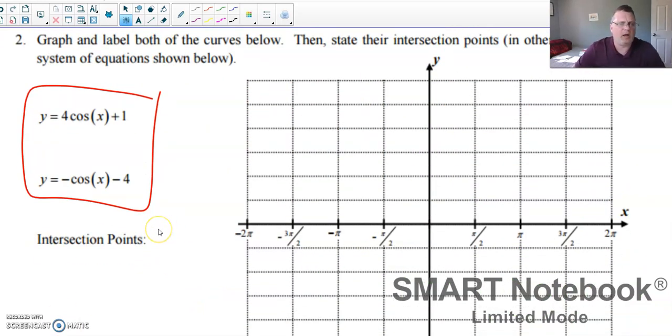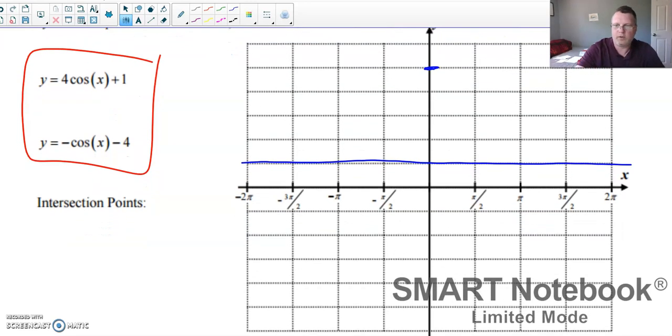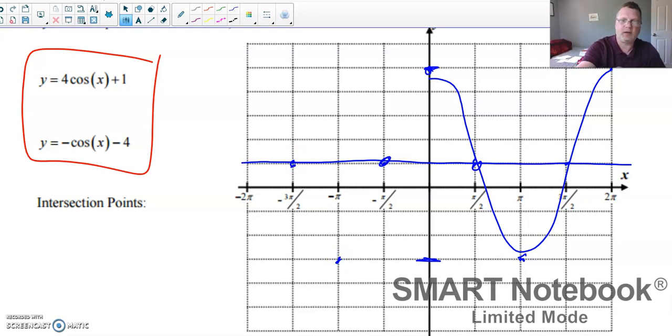All right, 4x, so plus 1. Okay, so that's your midline. 1, 2, 3, 4, and 1, 2, 3, 4 cosine. Okay, highest, midline, lowest, back to the midline, back to the highest. Okay, the same in the other direction. Down to the midline, back to the lowest, back to the midline, and up to the highest.